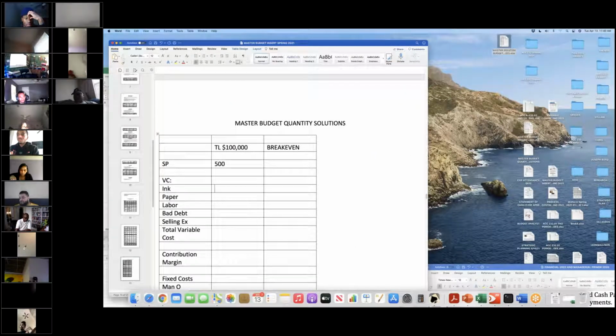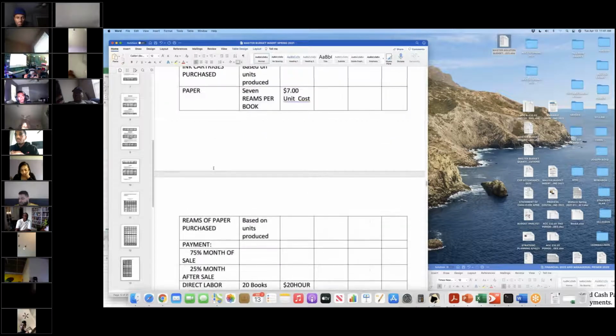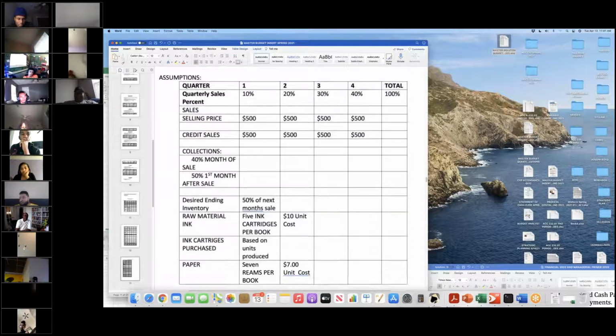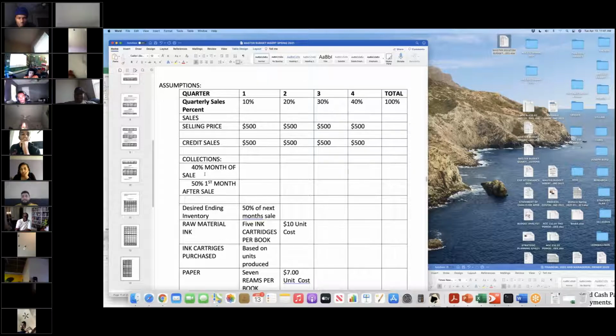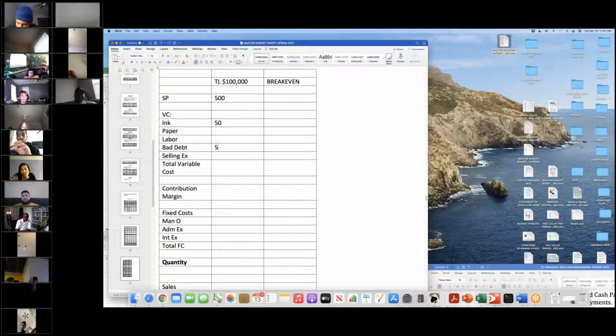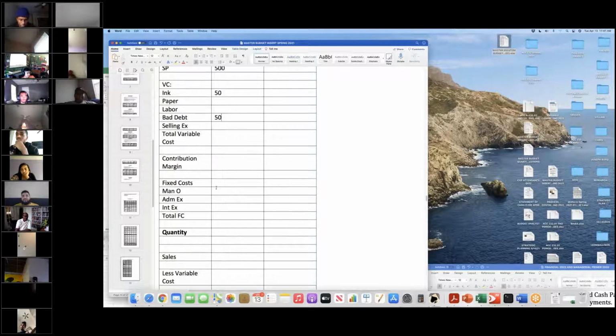Now, I'm not going to do all of it for you, but you've got to get your money and get it to the salespeople and everybody else. What's your bad debt expense going to be? All right, if I'm collecting 40% and 50%, then my bad debt must be 10%. So if I'm collecting 90% of it, then 10% of the people are not paying. And so that's 50. So you've got to go through here now, get your contribution margin, and then put those total expenses in for the year, add them up, total fixed costs, and come up with a quantity. And you will send that on to the sales team and everybody else.